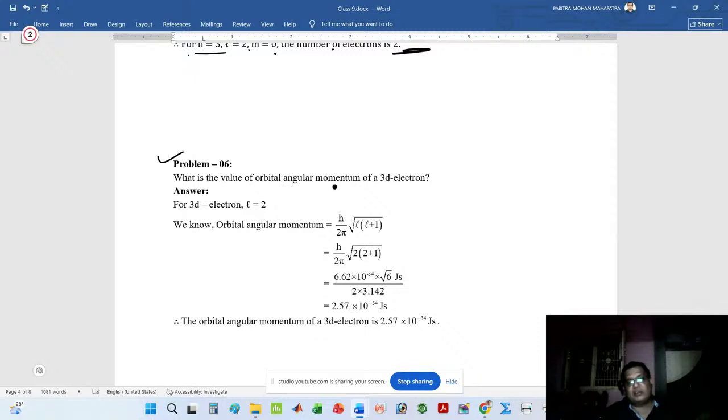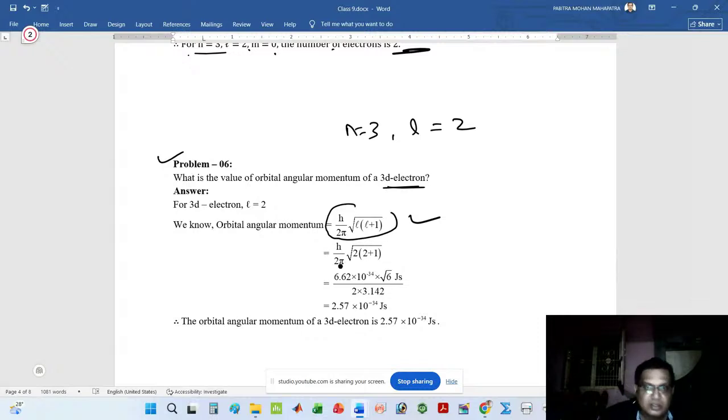What is the value of orbital angular momentum of a 3d electron? The orbital angular momentum formula is h by 2 pi into root over L into L plus 1. A 3d electron is given, which means n is equal to 3, L is equal to 2. Now put the value of L here. Here I can write h by 2 pi root over 2 into 2 plus 1. h is Planck's constant, with the value 6.62 into 10 to the minus 34 joule second.